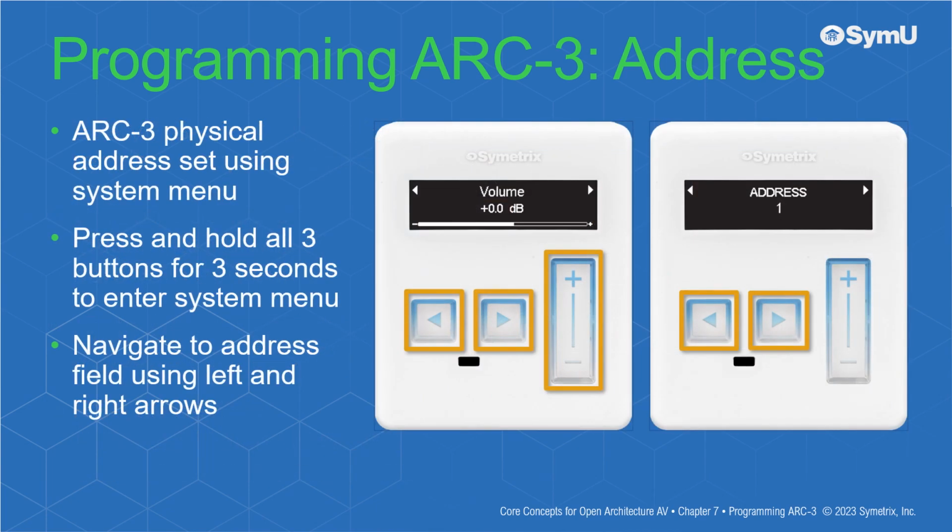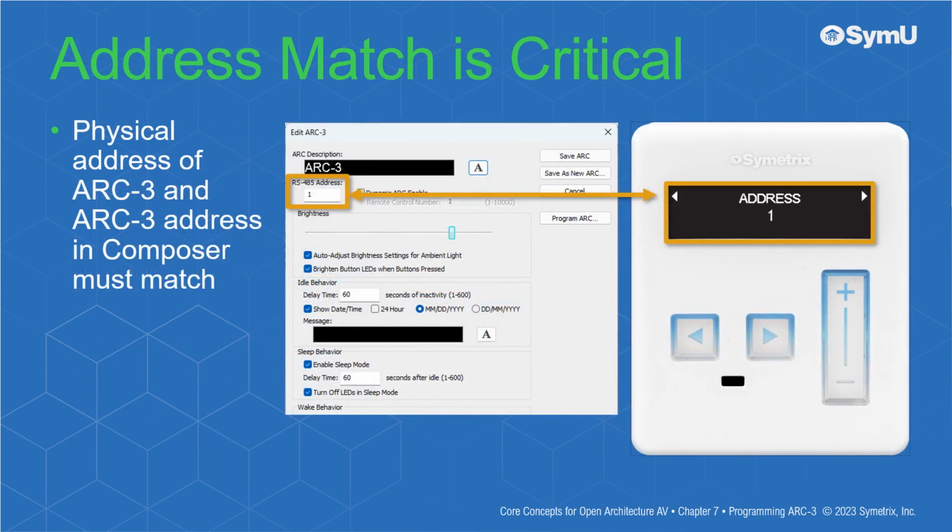The physical address of the ARC-3 is set using the System menu. To enter the System menu, press and hold all 3 buttons for 3 seconds. Navigate to the address field using the left and right arrows. The physical address of the ARC-3 and the address of the ARC-3 in Composer must match.